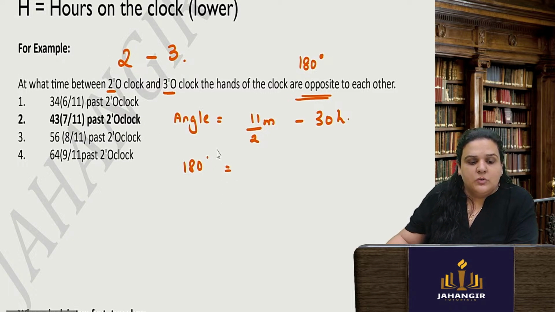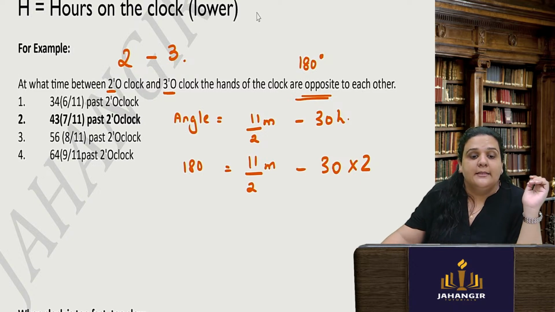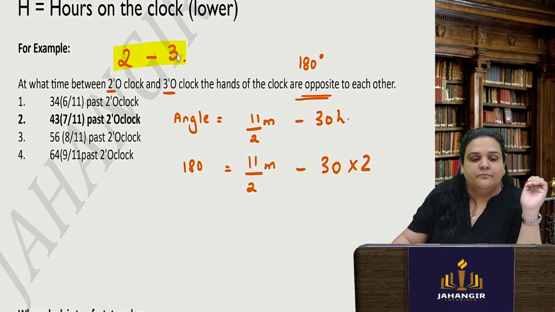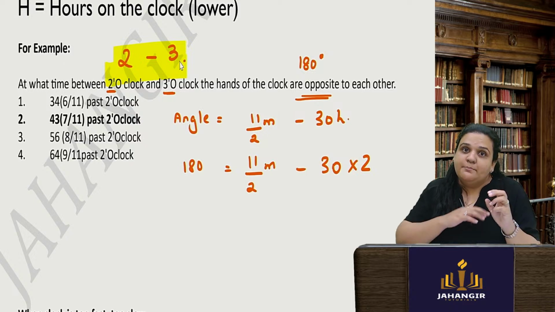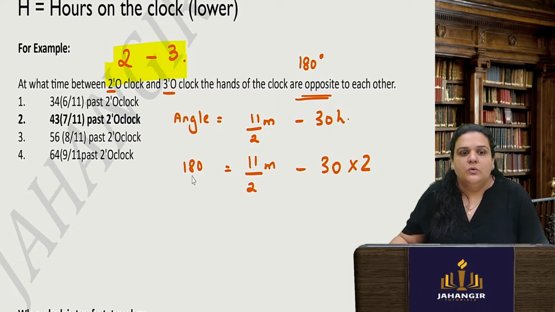I also know the hour. I don't know the minute, so I am keeping it as it is. The hour will be 2. Why? Because I have to find the time between 2 and 3, so it has to be 2 hours past some minutes. Even in the MCQ, it is 2 o'clock past some minutes.